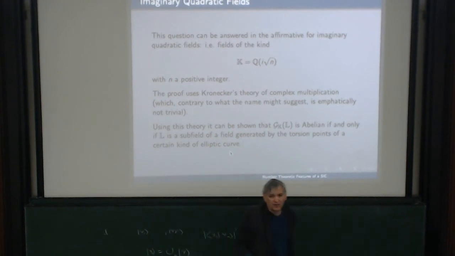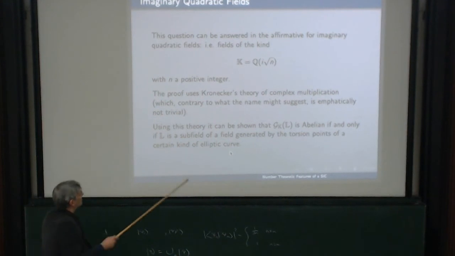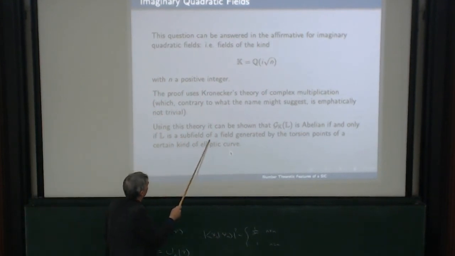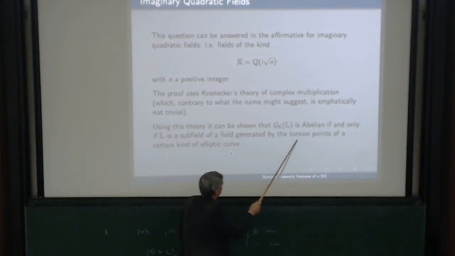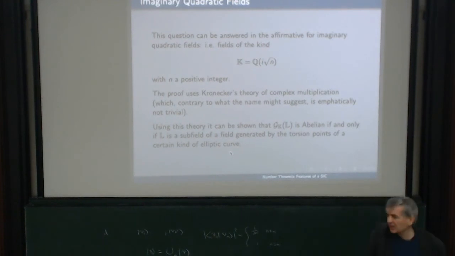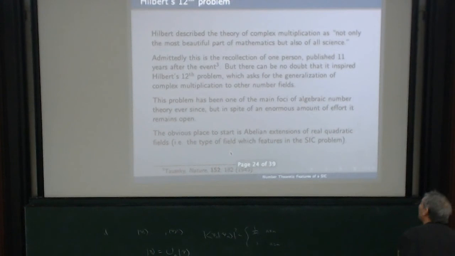The base field is generated by the square root of a negative number. And this is what is called complex multiplication, which I think is an extremely misleading name. It's actually definitely not trivial. And basically, it can be shown that the analog for this kind of field of complex exponentials in the previous case is special. A field is abelian if and only if it is generated by what we call the torsion points on a certain kind of elliptic curve. So that's another beautiful theorem.